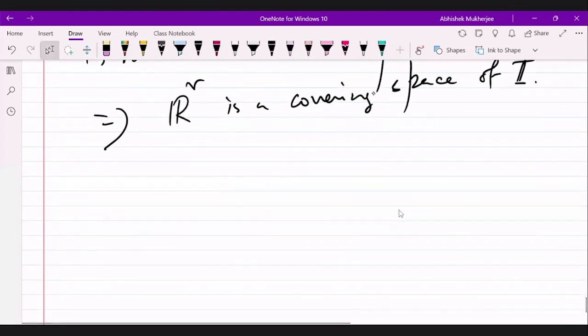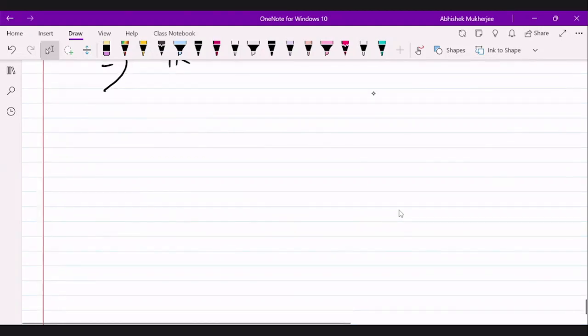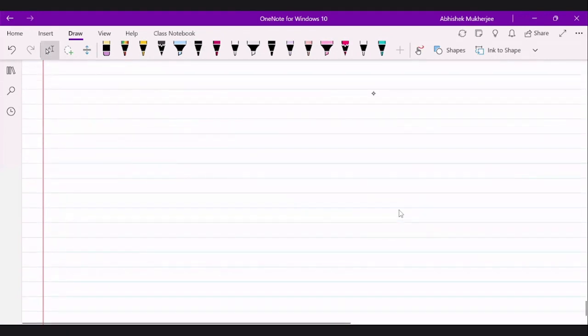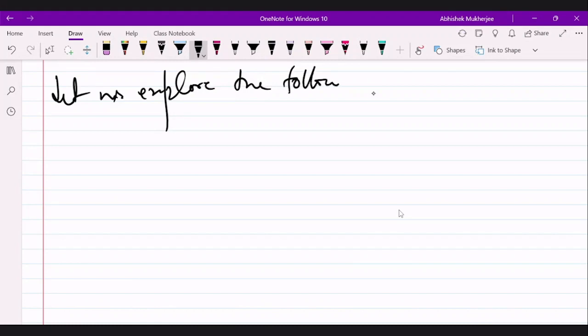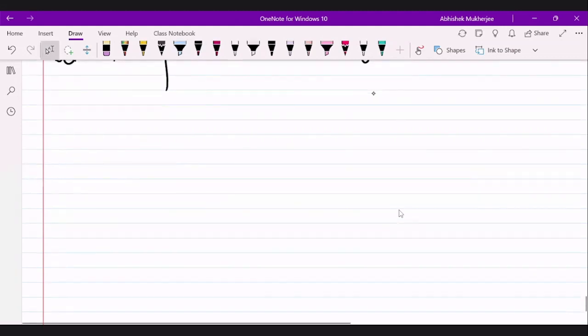Now, why are we studying these covering spaces? Does it have any significant role in determining fundamental groups? The answer is yes. If you look at that familiar example, now let us explore the following fact. I'm just entering into the notion of the lifting property of a covering map using this example.